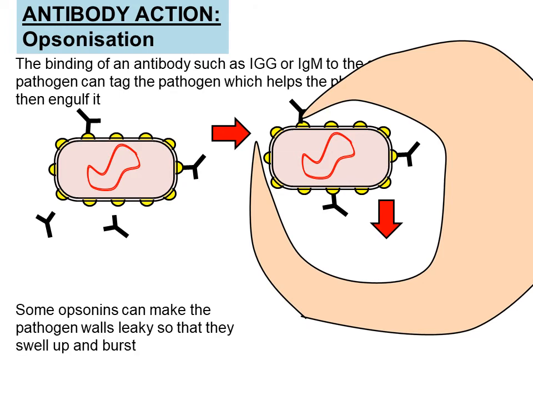Now, opsonization can also be because when the antibodies bind to the walls, they can actually interfere with the surface of the pathogens, so the cell wall, and it makes it more leaky, so they eventually absorb so much water from the tissues that they explode, which is obviously in fact how quite a lot of antibiotics work. Antibiotics often work by causing the bacteria or the pathogen to become more porous, so that they absorb so much water that they can explode.